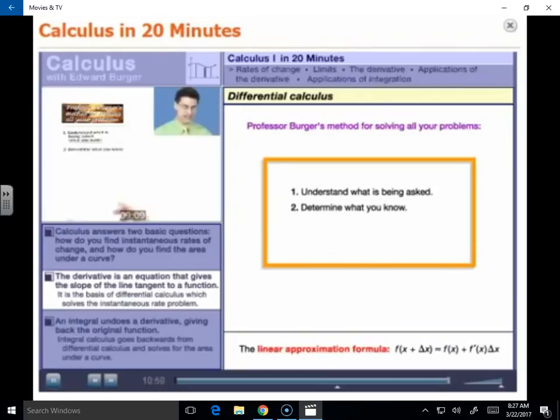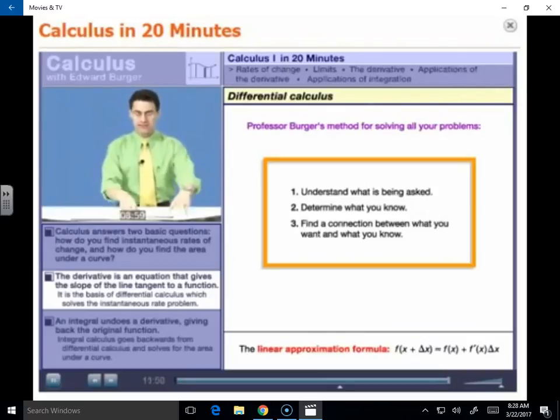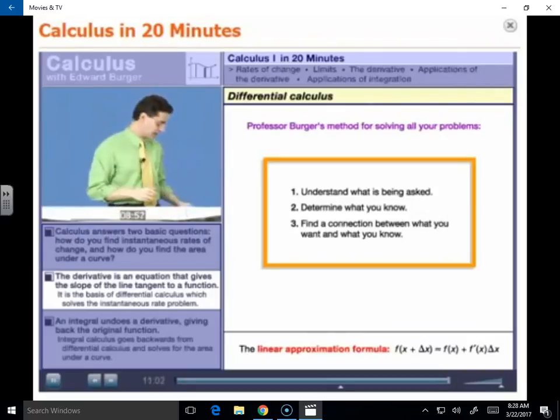And then the last thing is take the information that you know and see a relationship between that and the thing that you seek. Try to find a connection. Once you've got the connection, then you're on the road to actually finding the solution. That is the simple method for finding any single answer to any single problem.